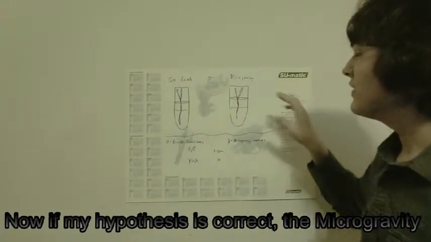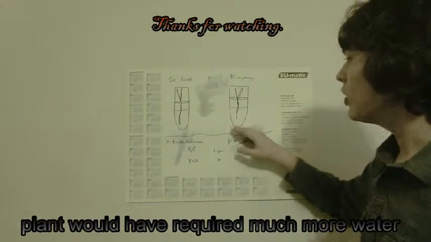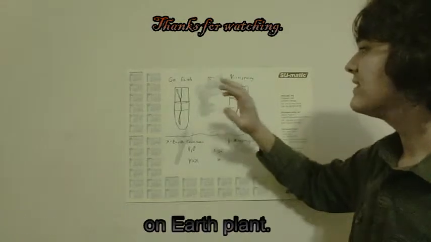Now, if my hypothesis is correct, the microgravity plant would have required much more water to produce the exact same amount of sugar as the on-Earth plant.